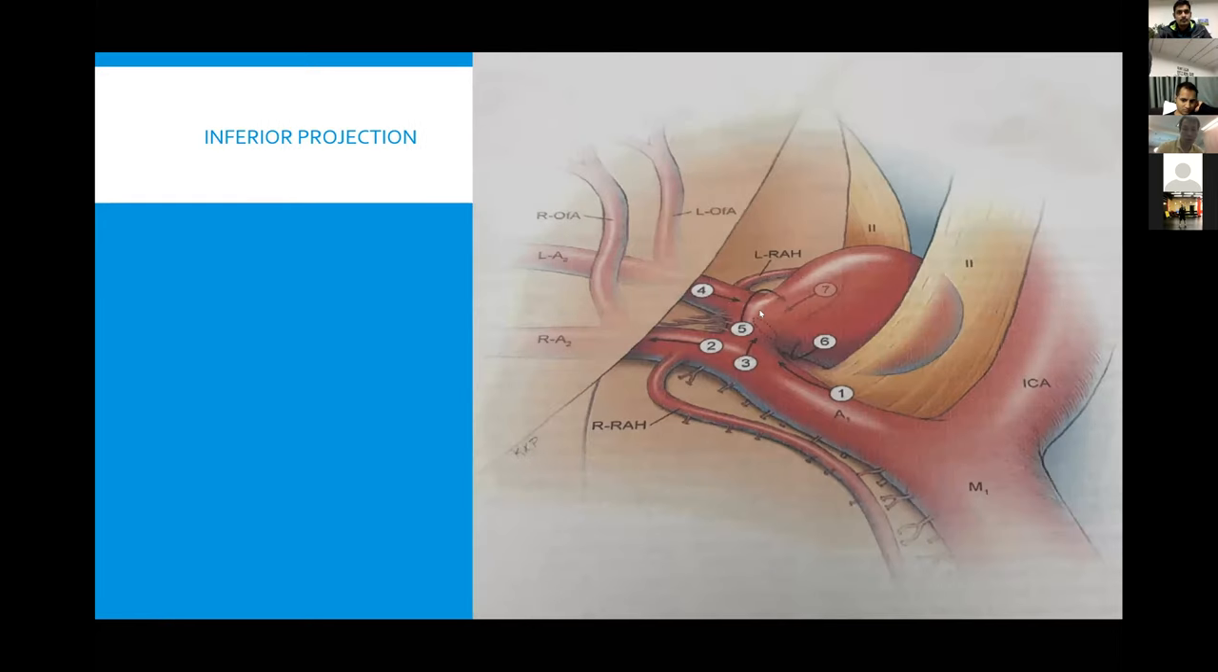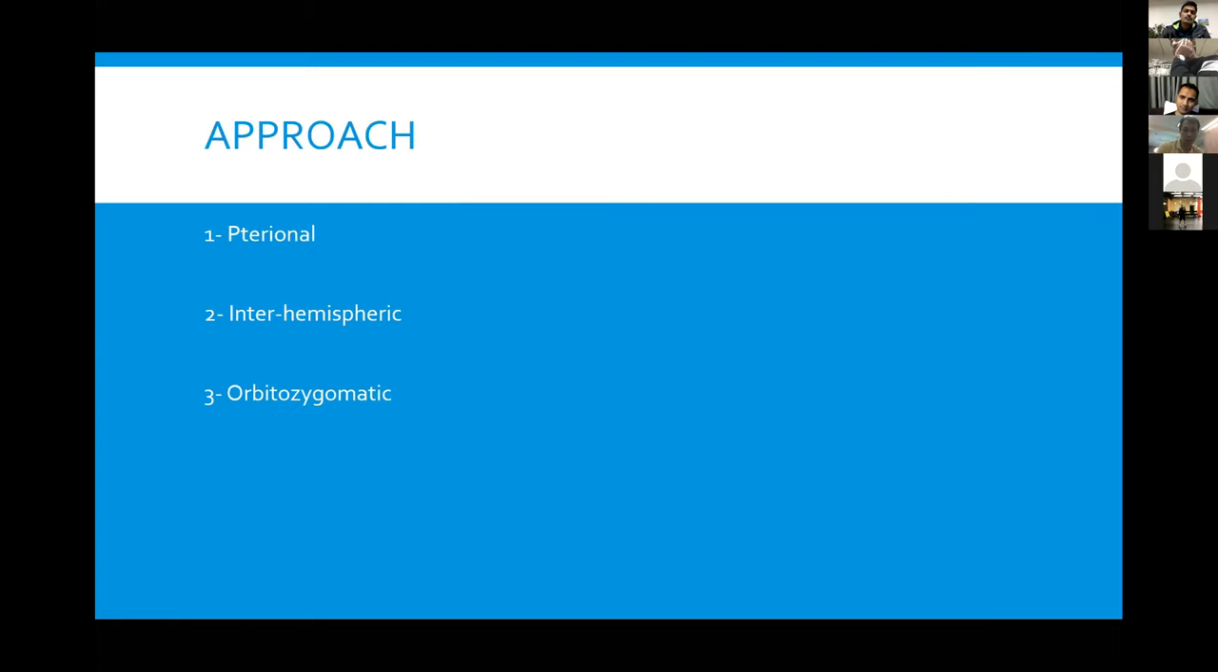case. For the inferior projection aneurysm, it is very important to know which is the dominant side, whether the left or right A1, and you go from the dominant side. But I always prefer to go from the right A1, the right dominant side, with the right pterional approach. We use many different approaches, but I always go through the pterional approach, and I use the interhemispheric or orbitozygomatic approach if I am going to deal with a giant ACOM aneurysm or if there is a possibility of doing a bypass.